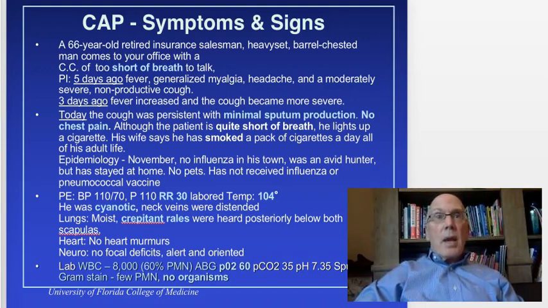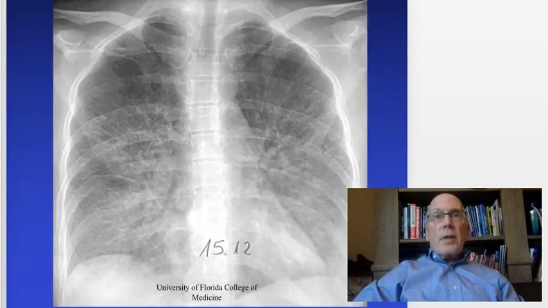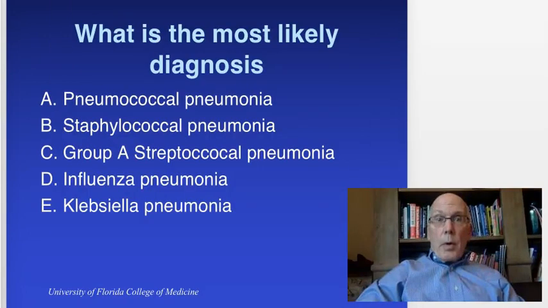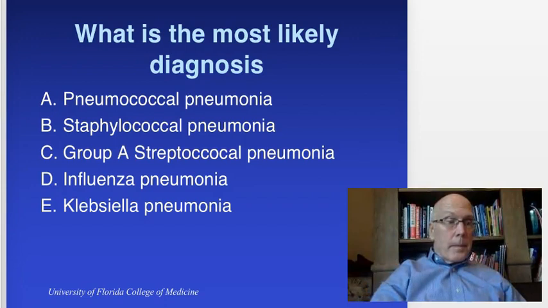His sputum gram stain was unrevealing. And his chest x-ray shows an interstitial pattern. What is your diagnosis? Pneumonia, staphylococcal pneumonia, group A streptococcal pneumonia, influenza pneumonia, or Klebsiella pneumonia? We will discuss the answer in class.